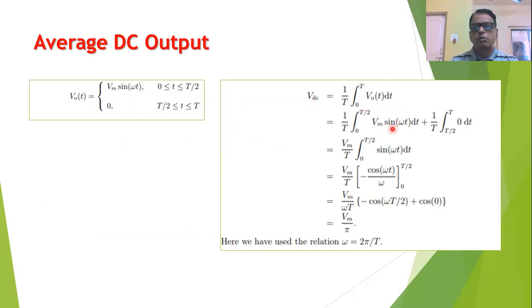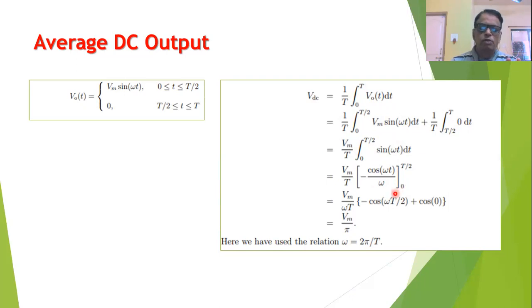So if I make two parts of this T, 0 to T by 2 and T by 2 to T, then you will find that the second part will be equal to 0, and this Vout can be replaced by Vm sine of omega t into dt. Now, Vm can be taken out of the integration because Vm is the maximum voltage. So in the integration, we will have sine of omega t. If we take the integration, it will be minus cos of omega t divided by omega, and the range will be from 0 to T by 2.